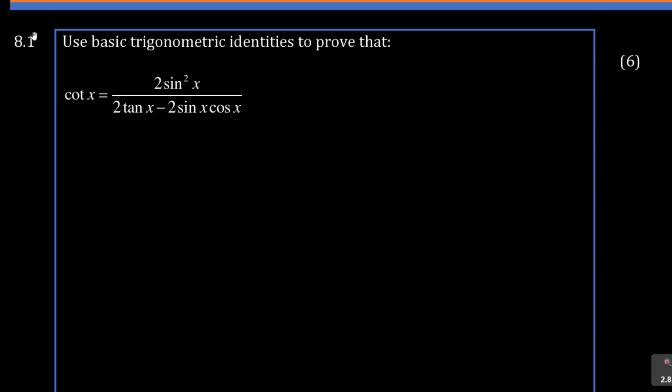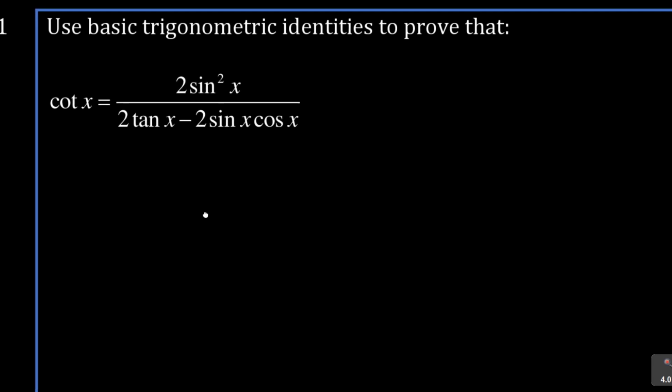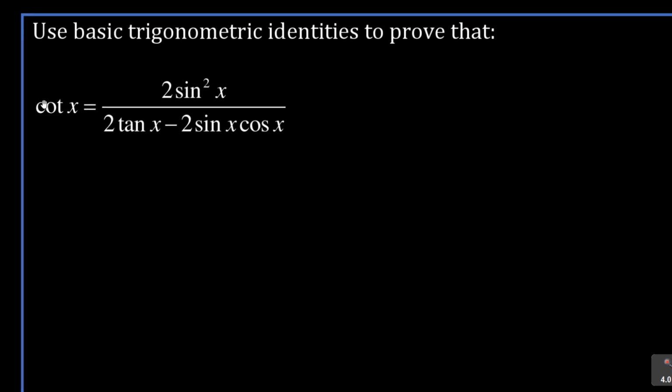Question 8.1: use basic trigonometric identities to prove that cot x is equal to 2 sin squared x over these. Proofs, trig proofs. So what do we do here? Not a problem. This is what you do. Use basic trig identities to prove. You are saying cot x is this.